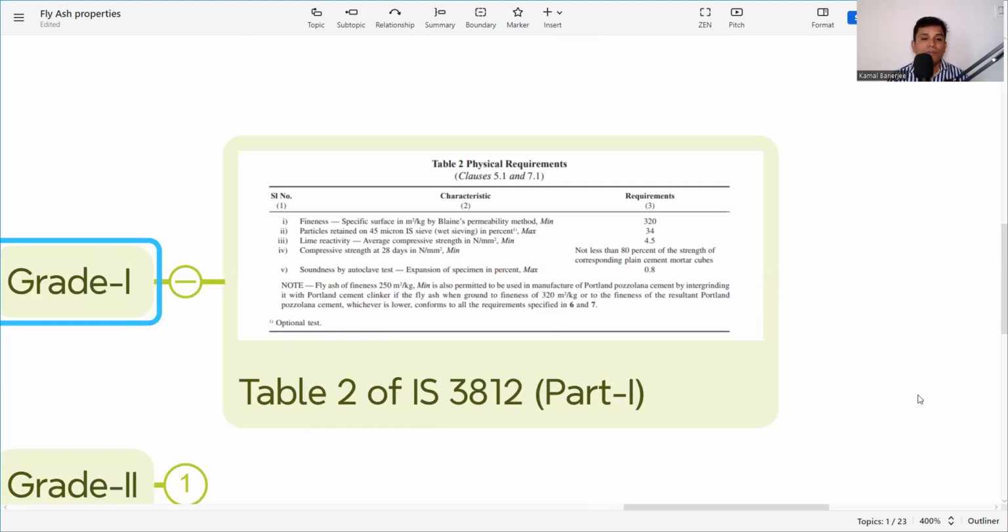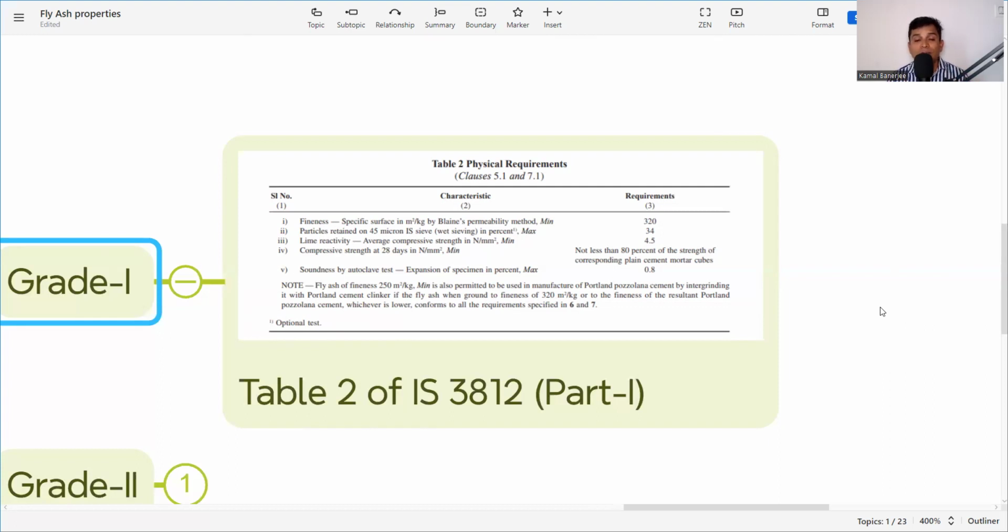So as part of the replacement of cement, we are using fly ash, so we also need to know the compressive strength of the fly ash. In 28 days, what will be the minimum? It says not less than 80% of the strength of the corresponding plain cement mortar cubes, that is 0.8. That means whatever the cement strength, it should be not less than 0.8 of it. So if it is 43, then 43 into 0.8, it should not be less than that. In this way, we are selecting the fly ash.